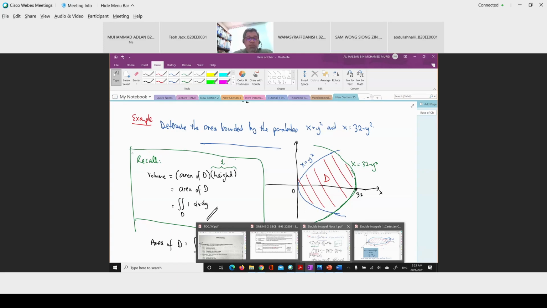Yeah, this is another possibility, right, for a domain D, which is bounded on the left by a function g with respect to y, bounded on the right by a function h of y. So if this is the case, then we need to use the order dx dy. We integrate with respect to x first, and then we integrate with respect to y.